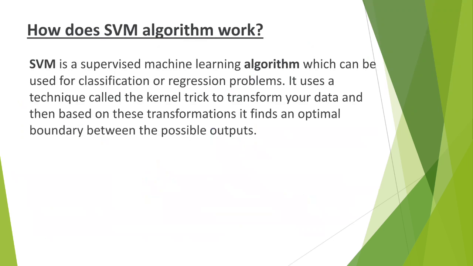How does the SVM algorithm work? SVM is a supervised machine learning algorithm which can be used for classification or regression problems. It uses a technique called the kernel trick to transform your data, and then based on this transformation, it finds an optimal boundary between the possible outputs.